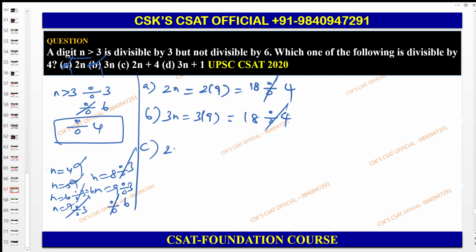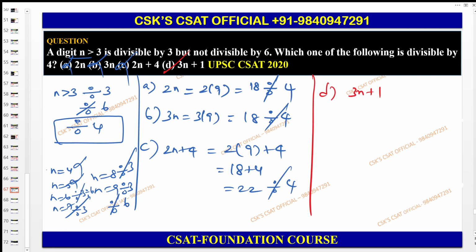Option C, check here. 2n plus 4, which is equal to 2 into 9 plus 4. So therefore 18 plus 4, 22. 22 is not divisible by 4. Leave it. So that is also not the option. So only one option is left. That is D. Let us check here.